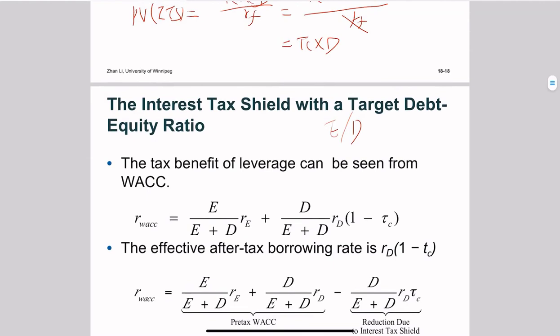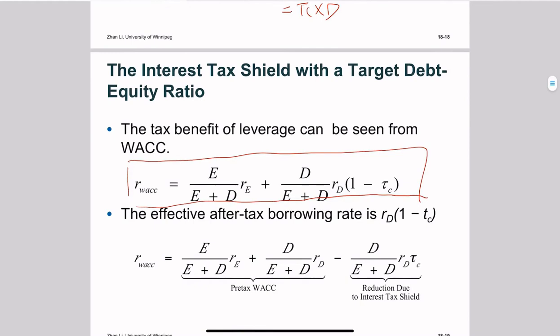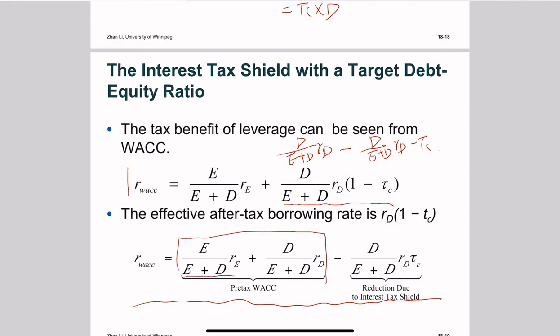So the formula of WACC, of course, is this, right? And you can actually decompose this second term, right? If you decompose the second term, it becomes the ratio times R_D minus the leverage ratio times R_D minus tau C. That is, you will get this longer formula. And you can see that this part is just pre-tax WACC.